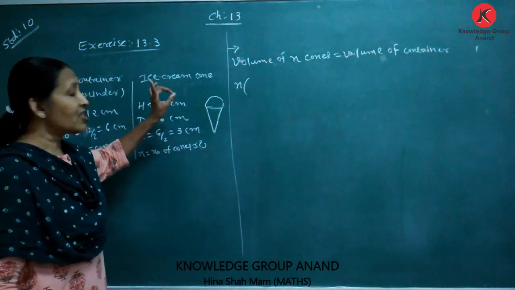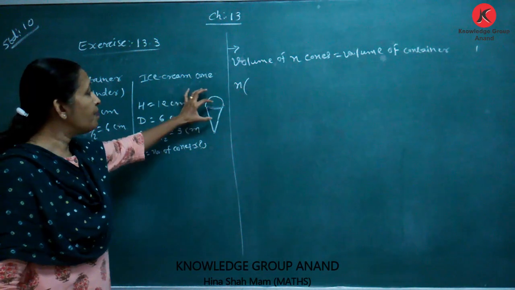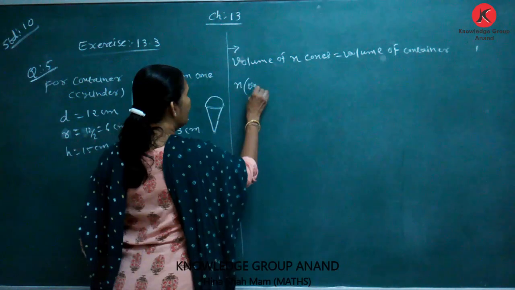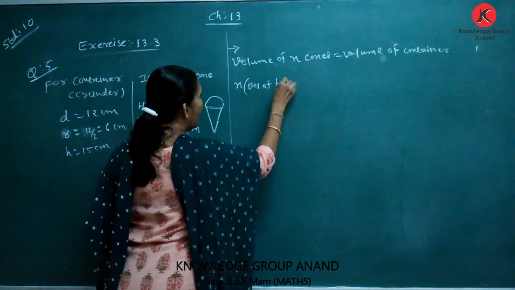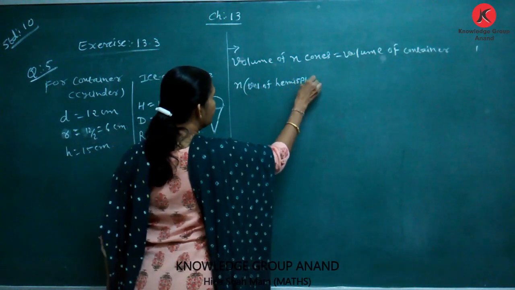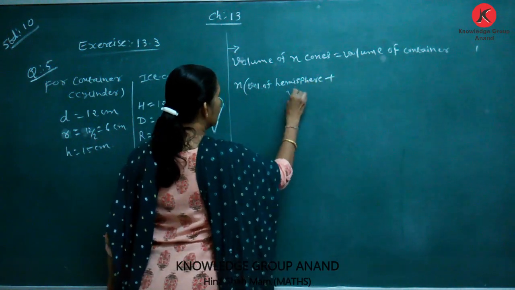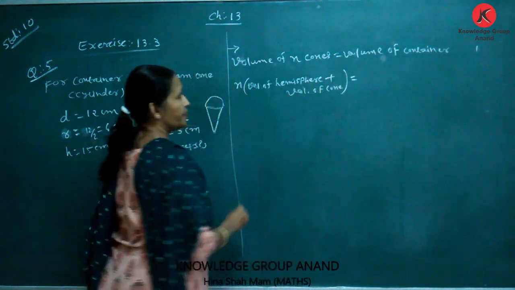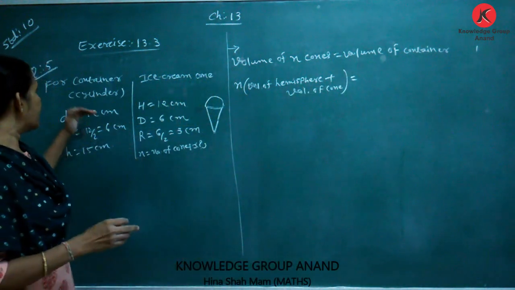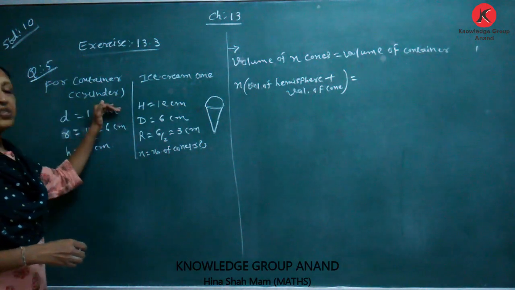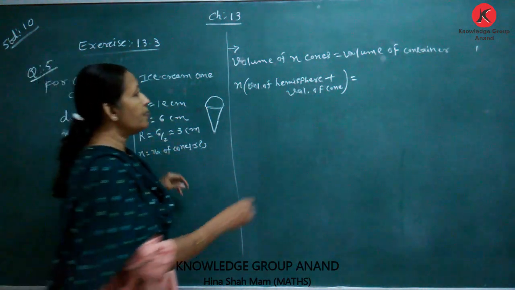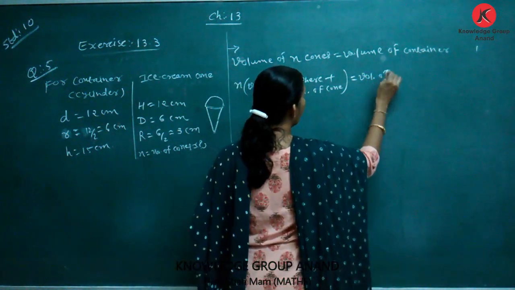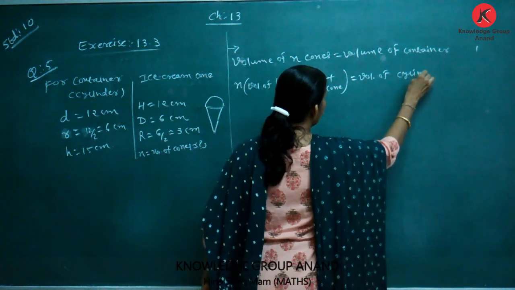Which shape? It is a combination of two shapes. Which two? Hemisphere and cone. Volume of hemisphere plus volume of cone is equal to the volume of the container. Container, which shape? Cylindrical shape. Then the volume of the container means the volume of the cylinder.